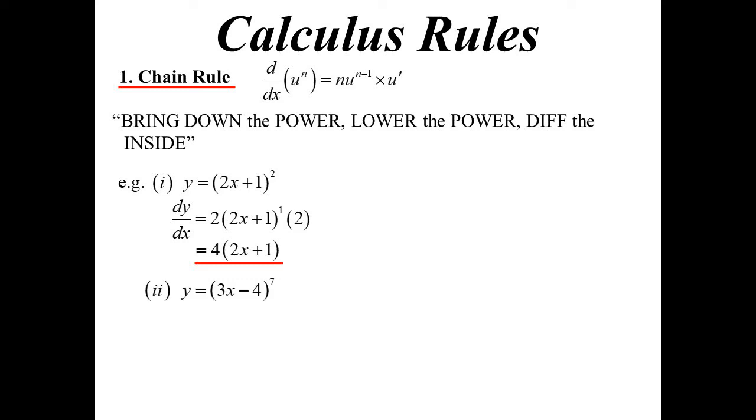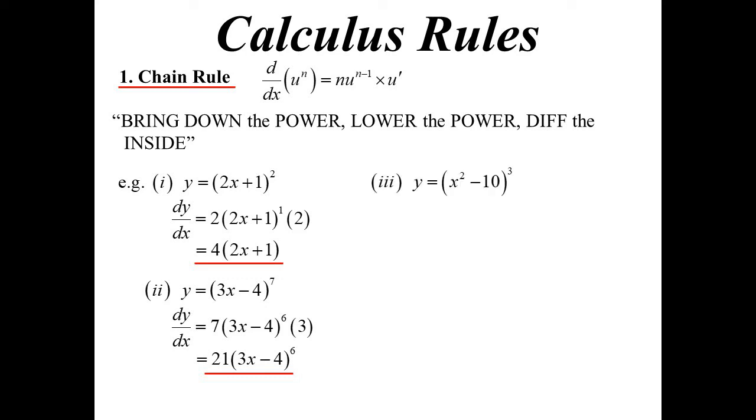The advantage of this rule then is when you've got something like this, power of 7, we don't have to expand out this whole thing to the power of 7. We can still do it the same way. Bring down the power, so 7 comes to the front. Lower the power, becomes 6. Put the boot in, out comes the derivative, and there it is, 3. So 7 3s are 21. We have our answer.